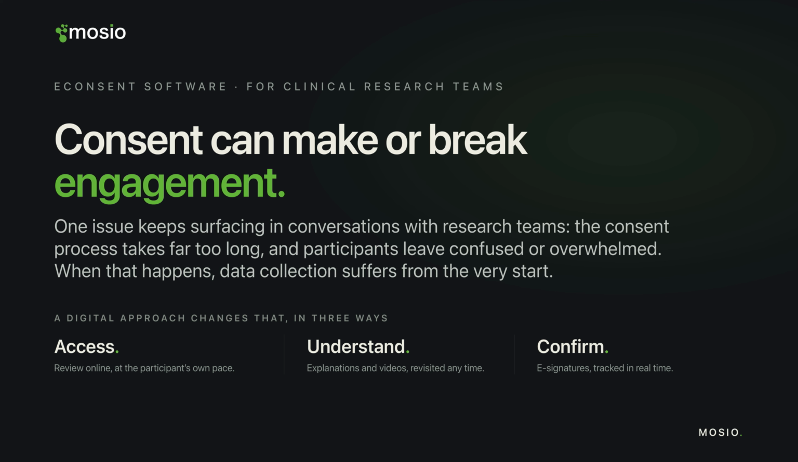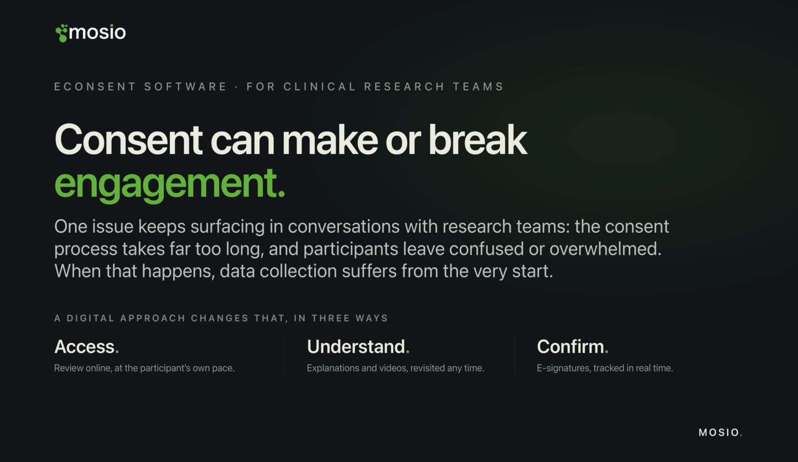eConsent software for clinical trials can make or break participant engagement. In conversations with research teams, one issue keeps surfacing. The consent process is taking far too much time, and participants are leaving confused or overwhelmed. When that happens, data collection suffers from the very start.